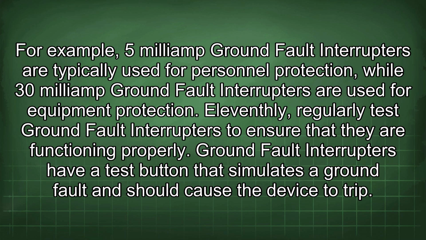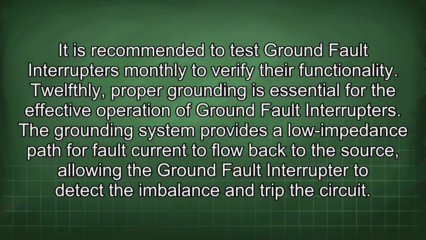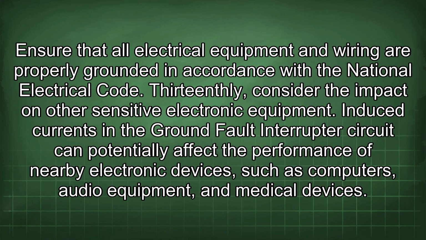11th, regularly test ground fault interrupters to ensure that they are functioning properly. Ground fault interrupters have a test button that simulates a ground fault and should cause the device to trip. It is recommended to test ground fault interrupters monthly to verify their functionality. 12th, proper grounding is essential for the effective operation of ground fault interrupters. The grounding system provides a low impedance path for fault current to flow back to the source, allowing the ground fault interrupter to detect the imbalance and trip the circuit. Ensure that all electrical equipment and wiring are properly grounded in accordance with the National Electrical Code.